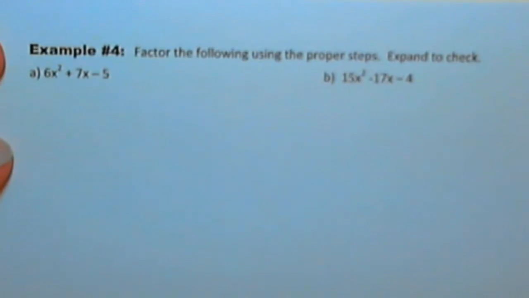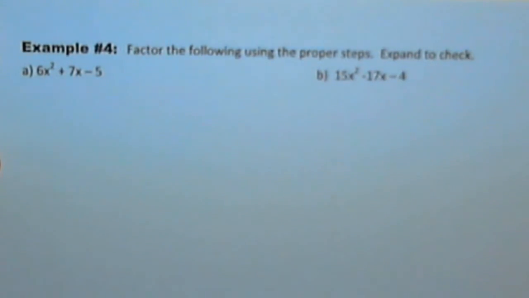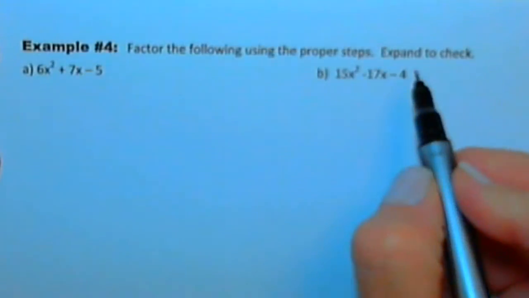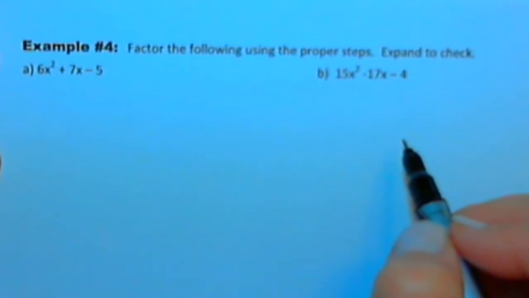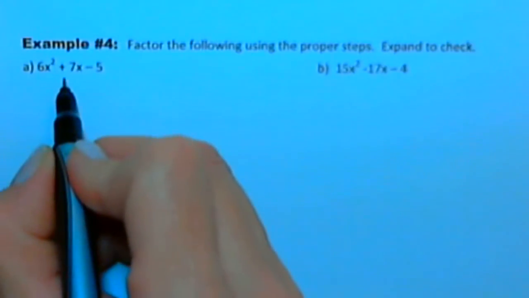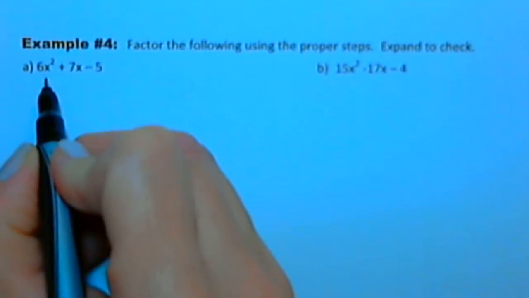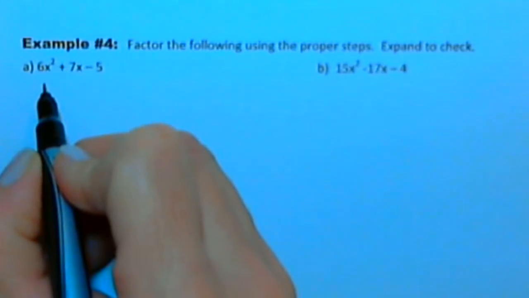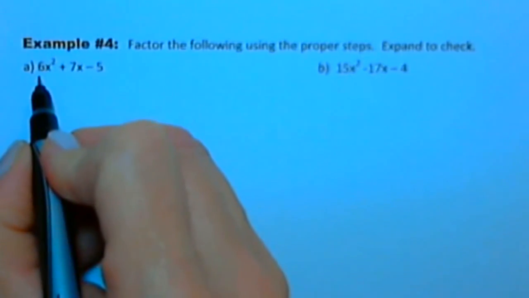All right, so factor using the proper steps and expand to check. Expand to check means to use a distributive property to multiply it out afterwards. So let's do this one here. First of all, let's check for GCF. You're going to have to do that for every question from now on.